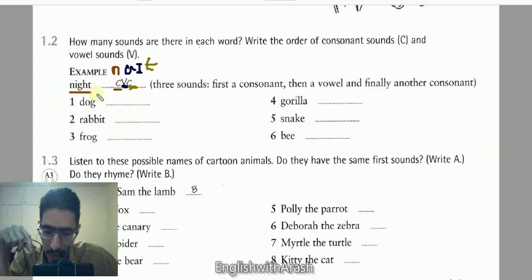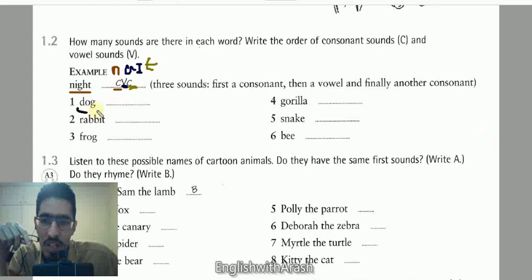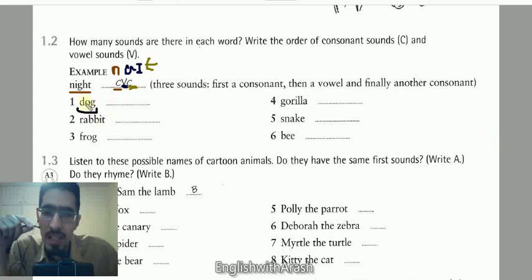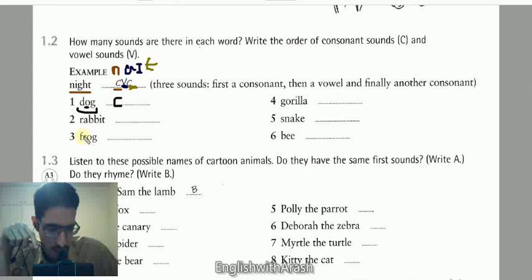So here we are going to write CVC, VCV, whatever comes. Look at this one: dog. What is it? Of course, D, it's a consonant. Then you have the vowel, A, then another consonant, G. Consonant, vowel, consonant. Yes, dog.